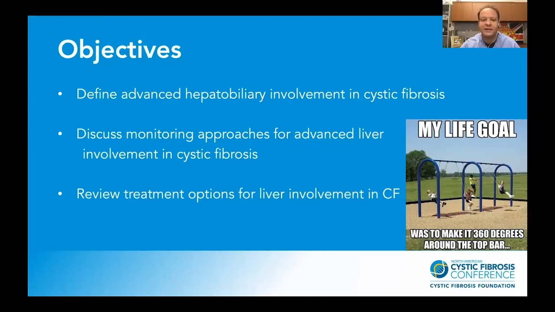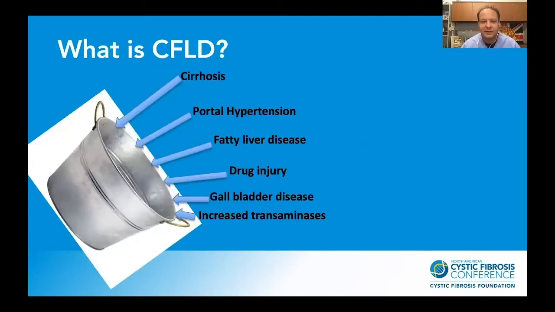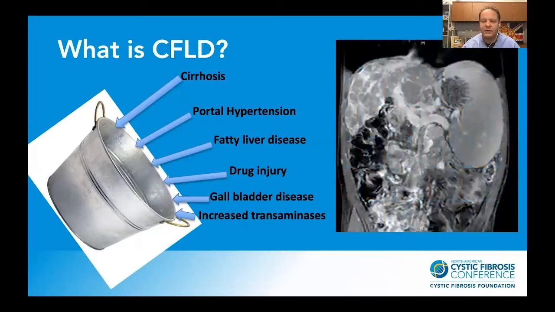So what is CFLD, CF-associated liver disease? Well, for many of us, this has just been a bucket term used to describe a broad phenotype of liver involvement in cystic fibrosis. This ranges from cirrhosis and portal hypertension all the way down to minor and likely clinically insignificant elevation in transaminase levels. For today's talk, though, this is really what we're focusing on. These patients that have cirrhotic macronodular livers, portal hypertension with these big portal veins and enlarged spleen. And this is where we will focus today.